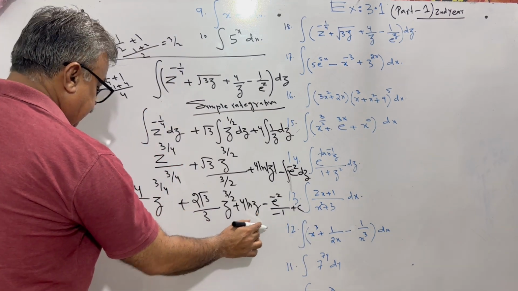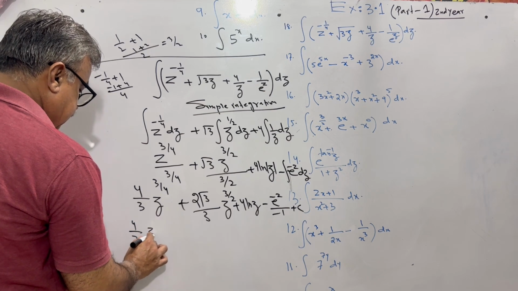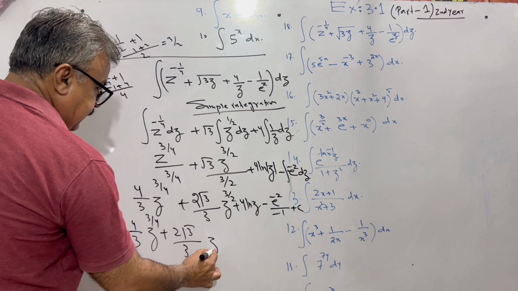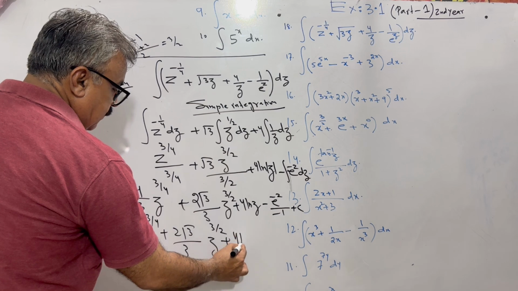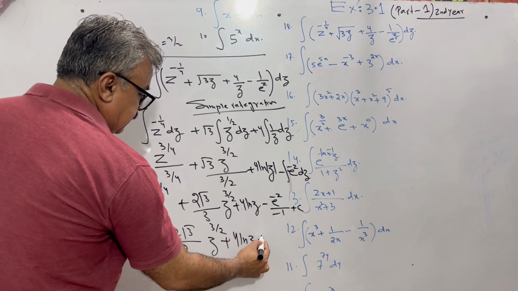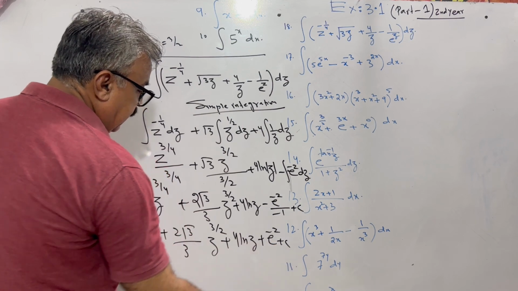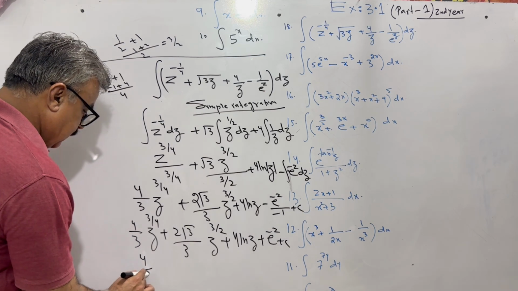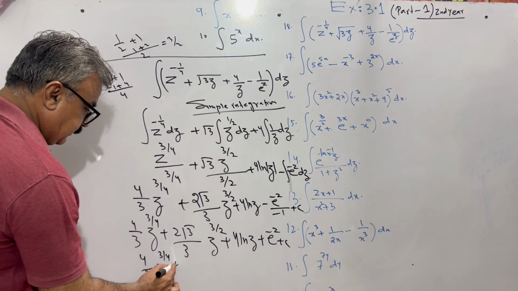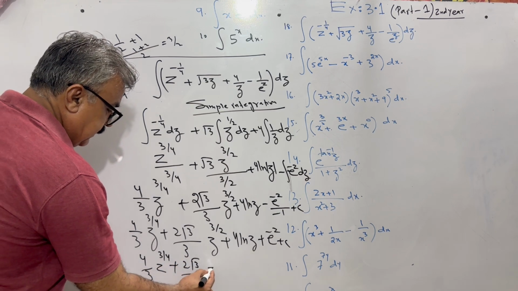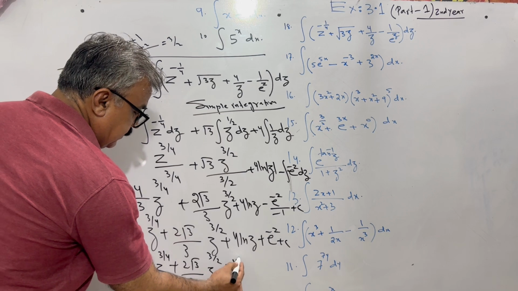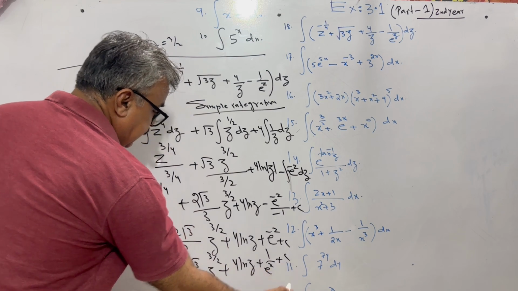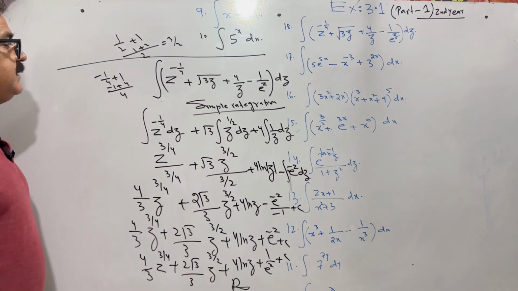Settle it down. It will become minus minus plus. This is our answer: 4 over 3 z raised 3 over 4, plus 2 times root 3 over 3 z raised 3 over 2, plus 4 times ln z or mod z, minus minus plus e raised minus z plus c. One can write this as 1 over e power z: 4 over 3 z raised 3 over 4, plus 2 times root 3 over 3 z raised 3 over 2, plus 4 times ln z, plus 1 over e^z, or e power minus z in the numerator. It's the same. It is our answer in that case.